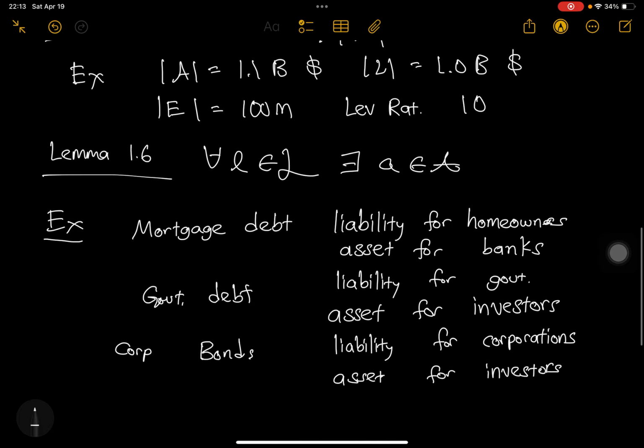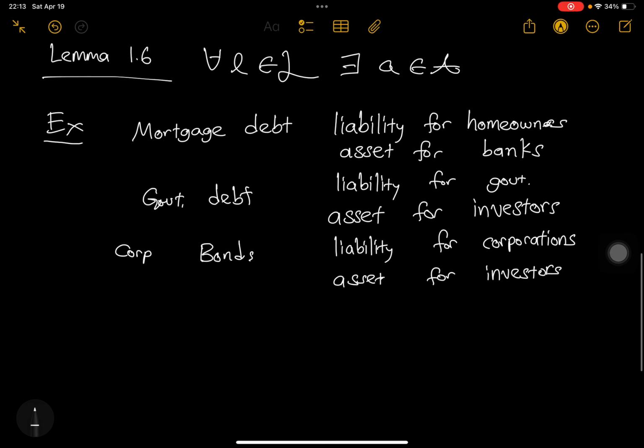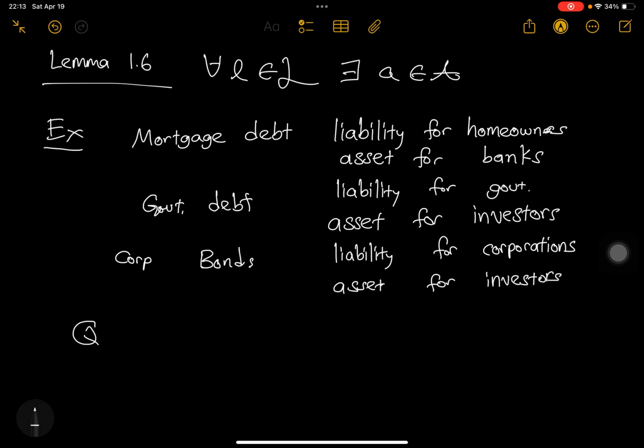So that's lemma 1.6. Now one thing to ask yourself is, what is the case for the converse? Consider the converse of this: for every asset, is there in fact a liability somewhere? Is it true that for all assets in the universe of assets, there exists a liability in the universe of liabilities?